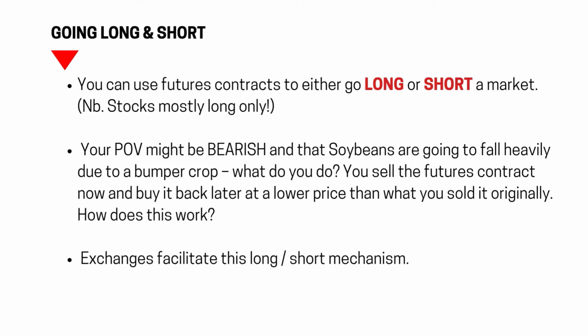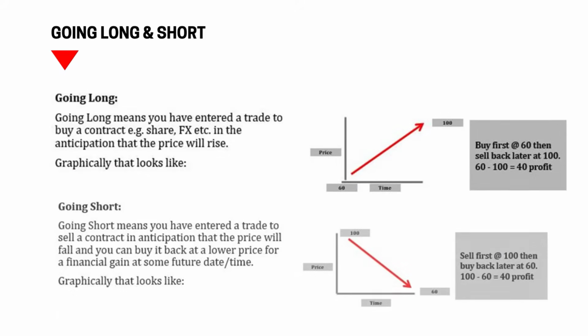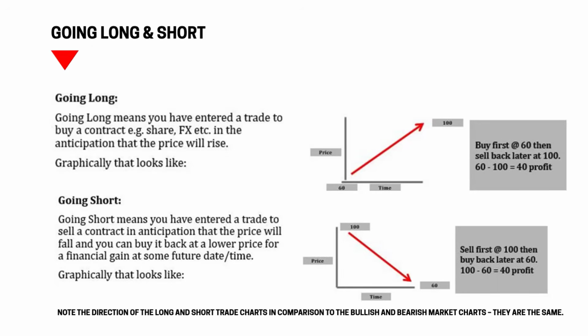And how does that work? Well, for now you need to know that the exchange facilitates this long and short mechanism, as does your broker. And just to help you out, I've tied it in with a couple of other bits of terminology: bullish and bearish. If you don't know, bullish means any market going up, and bearish means any market going down. So you see that bear market chart there. Notice how the arrow is pointing downwards. That's the sort of price movement we want to see, and vice versa for the bull market. And then notice how we tie that bullish and bearish concept in with going long and short. Going short is bearish, going long is bullish.